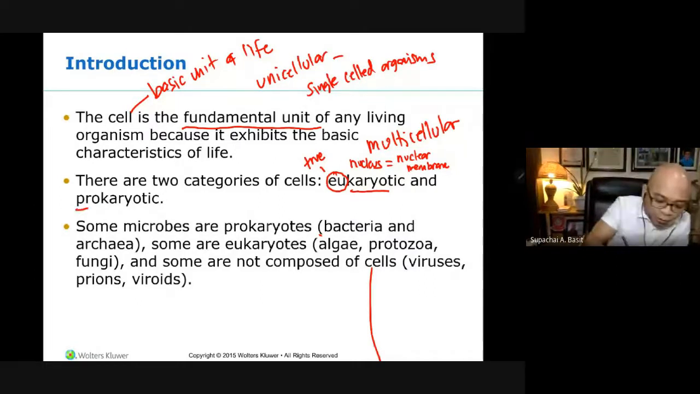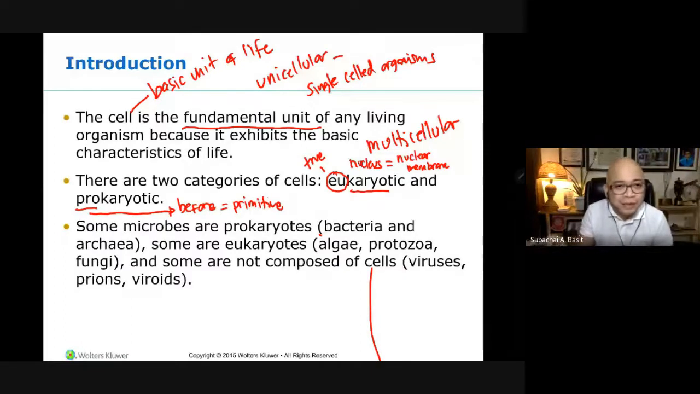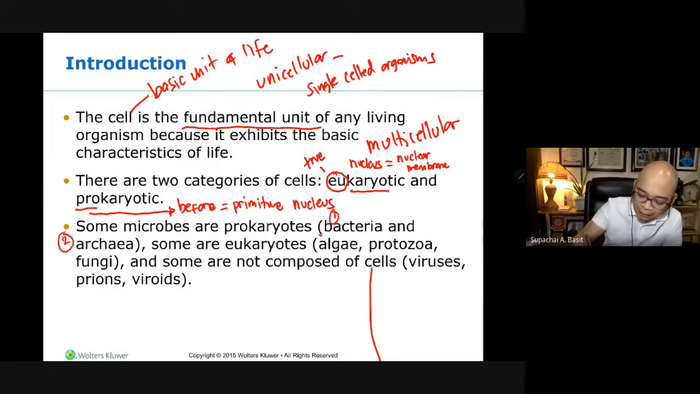Now the term "pro" means before, which primarily means primitive. Therefore, when you say prokaryotic, this one refers to a primitive nucleus. Okay, so some microbes are said to be prokaryotic, such as bacteria and archaeobacteria. These are examples of prokaryotic. Some microbes are said to be eukaryotic, such as algae, protozoans, and fungi.